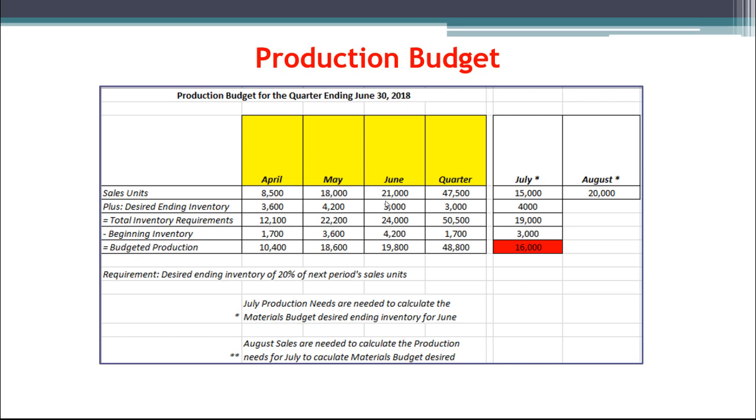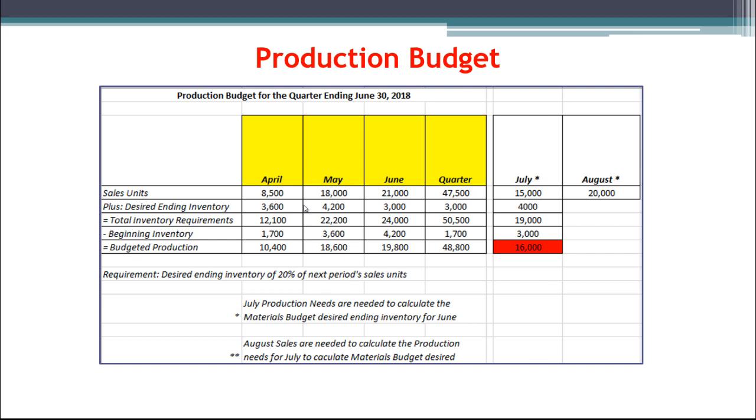Now again, for June, the desired ending inventory, we have to go forward to July and take 20% of July's 15,000 units. We're going to need July's desired ending inventory as well. Again, to carry forward, we're going to need this for the materials budget. So July's ending inventory is 20% of August's sales units. Notice we don't have to complete anything else for August. We just need that one number. Now we'll see the rest of July in just a bit.